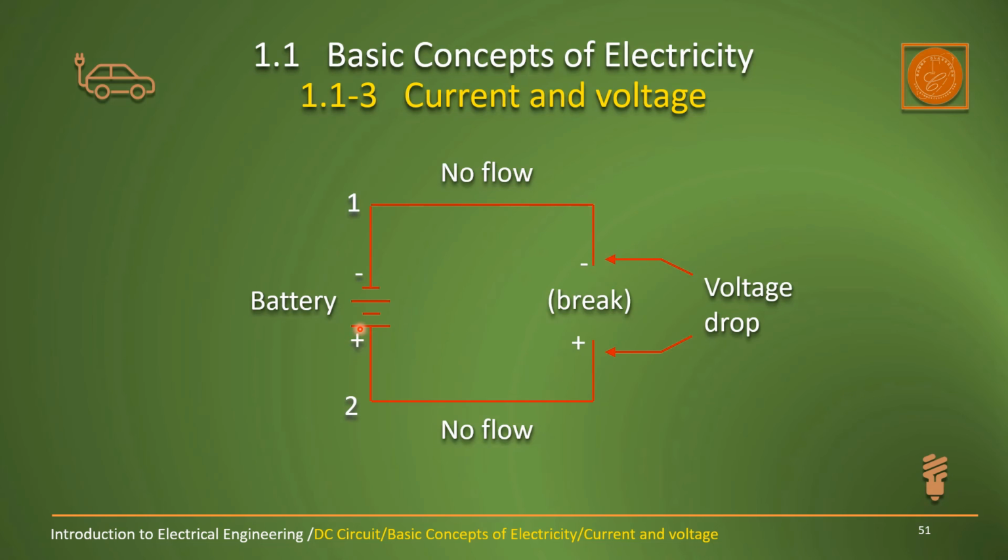So this battery means the potential is already connected to here. So they have the voltage drop. This voltage drop should be the same as this voltage drop between positive and negative.